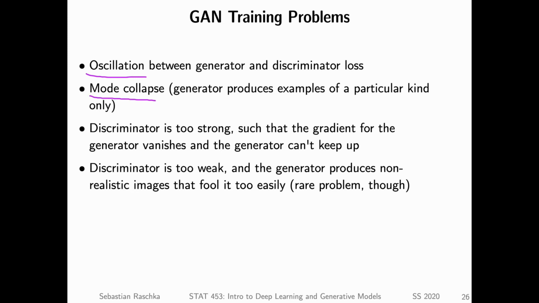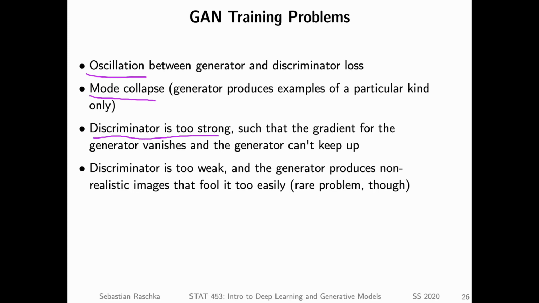Another problem is the so-called mode collapse, and that means that the generator produces training examples of a particular kind only. So that means that, for example, if you have an MNIST data set, the generator maybe only generates images from a certain number, let's say the digit 8. It doesn't consider any other numbers, only generates numbers from one particular class, for example. So that is a case of mode collapse where it only produces a very narrow region of the training set.